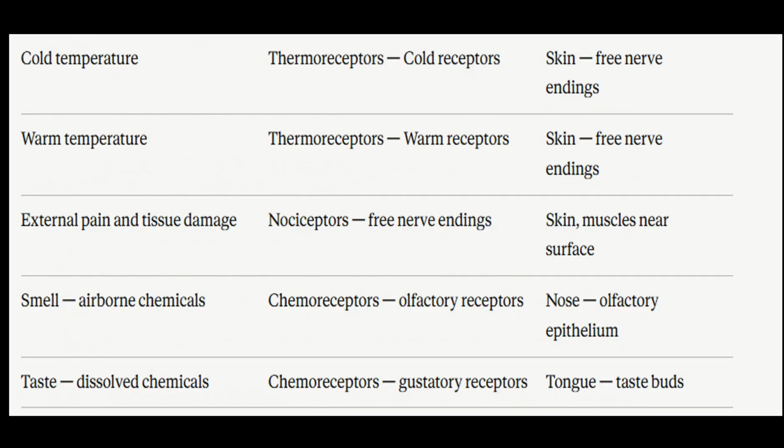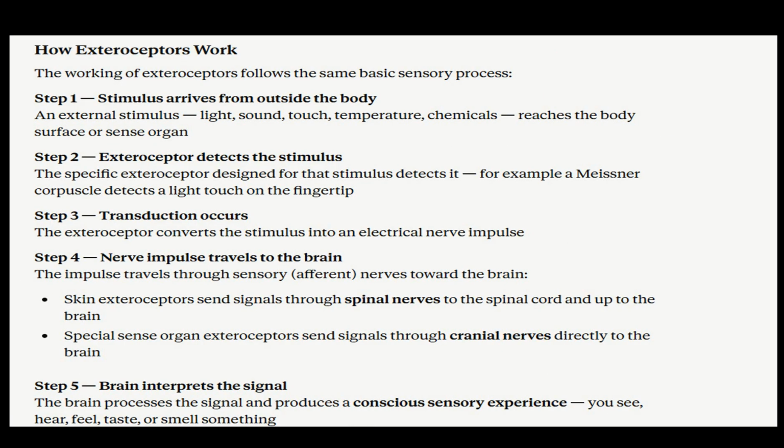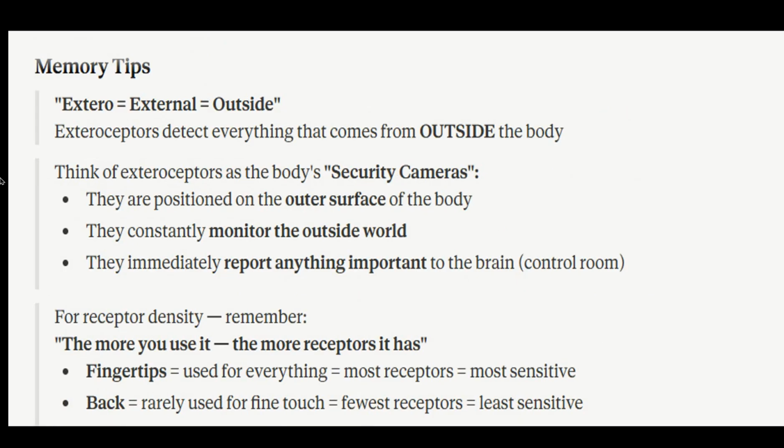Now, till now we have learned so many things, so how will we recall it? For that there are some memory tips. Here you can see extero means external, which is outside. Exteroceptors detect everything that comes from outside of the body. So you can consider them the security cameras of the body. Why? Because they are positioned on the outer surface of the body. They constantly monitor the outside world and immediately report anything important to the brain, or you can say the control room of the human body.